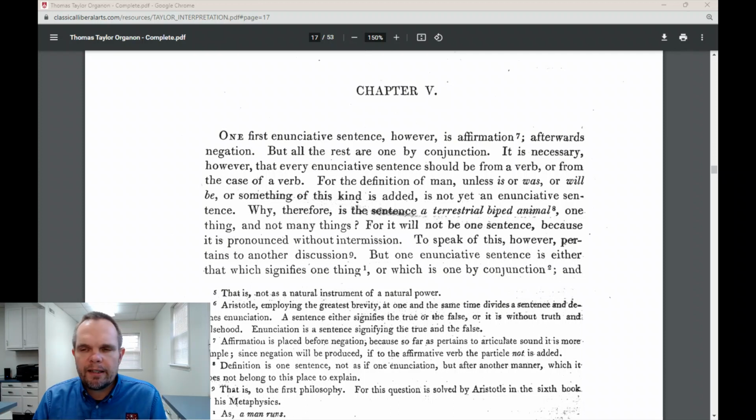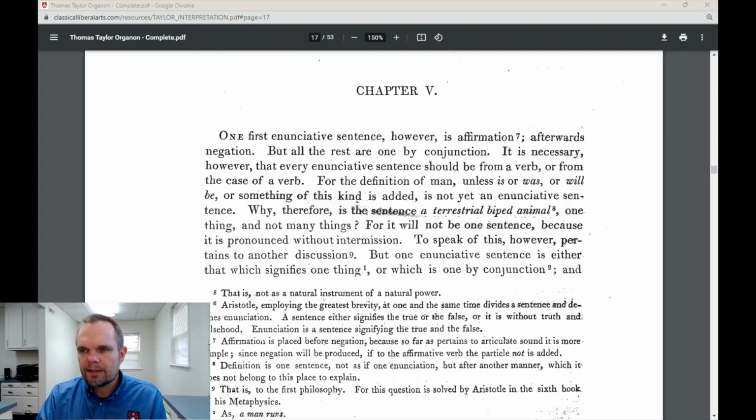What Aristotle is saying here is that there are a few different kinds of enunciative sentences. There are simple enunciative sentences, and there are composite enunciative sentences. He says one enunciative sentence is affirmation. And what I believe the translation is trying to express is first, one example of a simple enunciative sentence is affirmation, and afterwards, the other kind of simple enunciative speech is negation. So there are two kinds of simple enunciative speech.